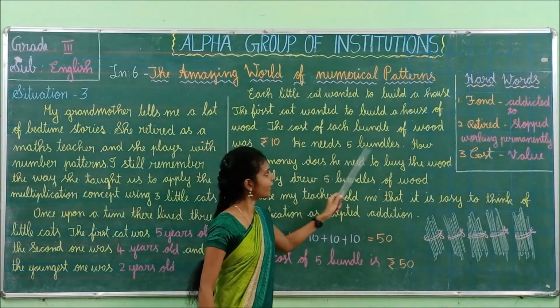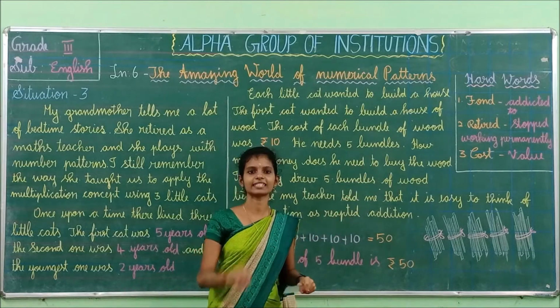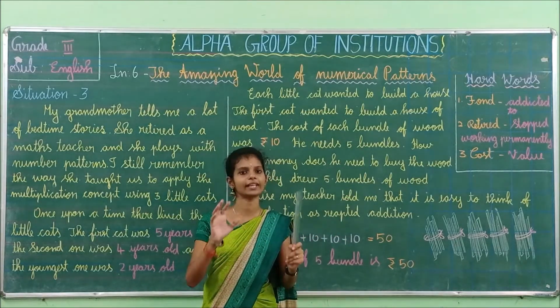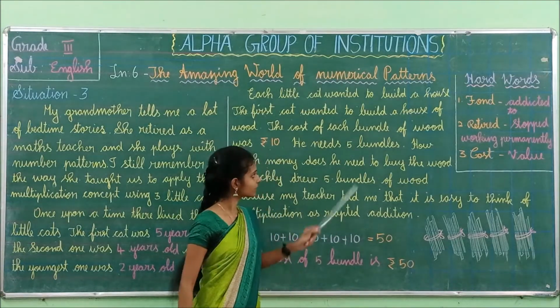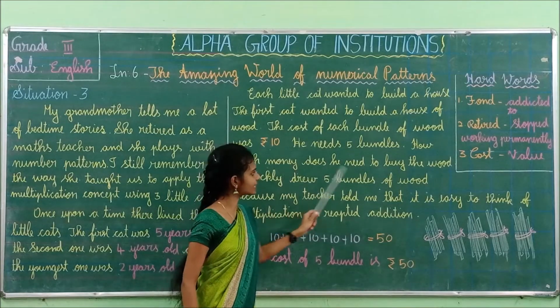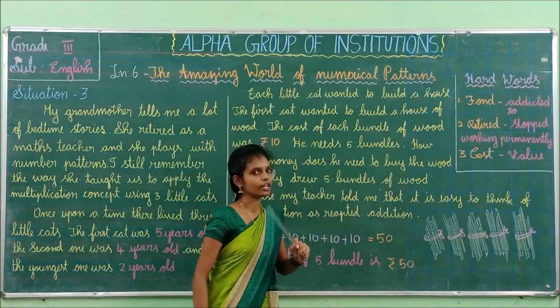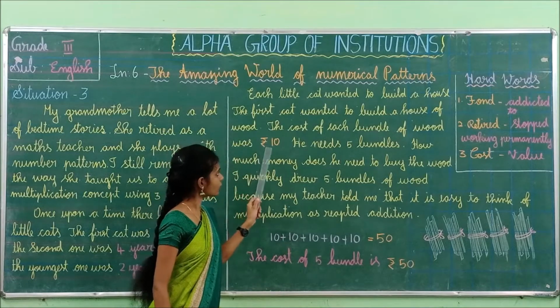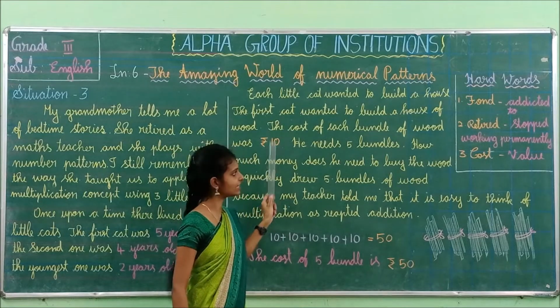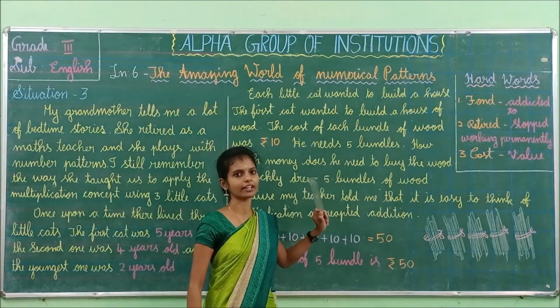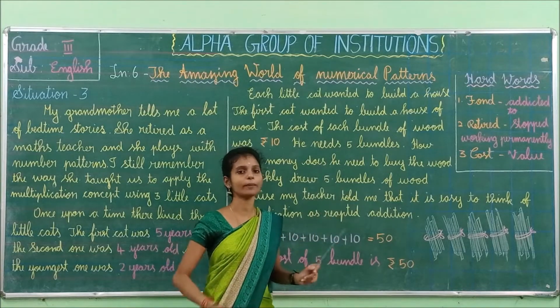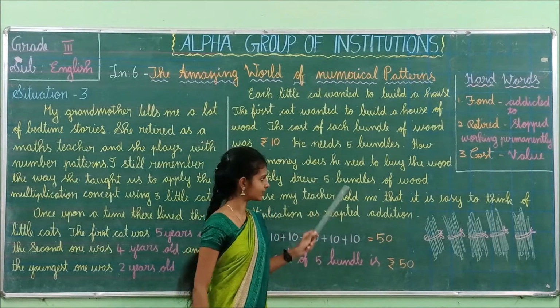He needs 5 bundles. This cat needs 5 bundles to build a wood house. How much money does he need to buy the wood? So if the cost of one bundle is ₹10 and he needs 5, how many bundles? How much cost does he need?